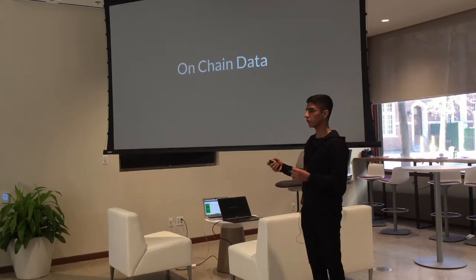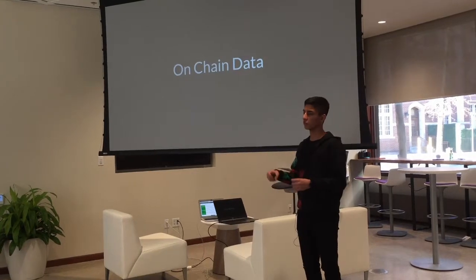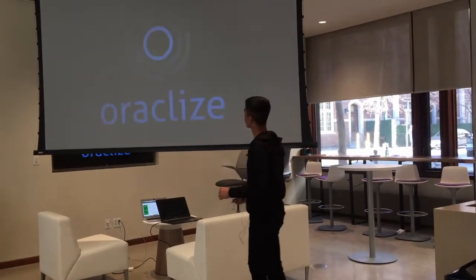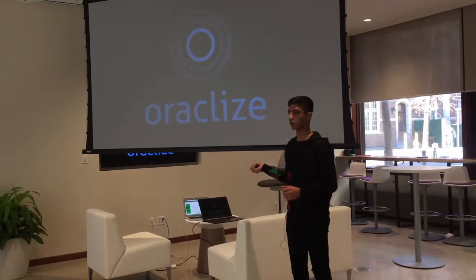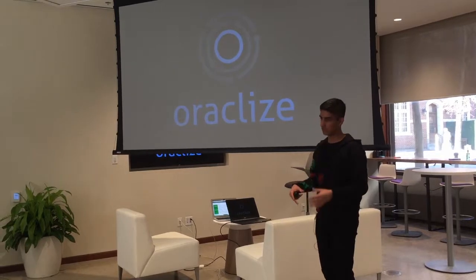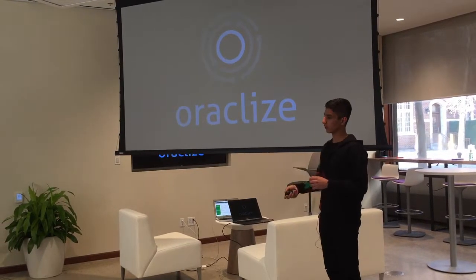And on top of that, if you want to use something that the user inputs, the user has some control over what the random number is going to be. So this is where oracles, such as Oraclize, come in. What oracles do is push data into your smart contract.